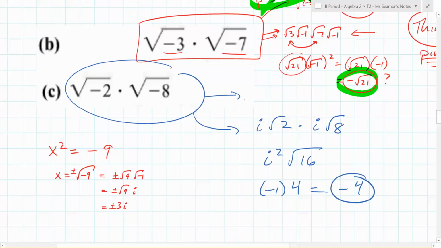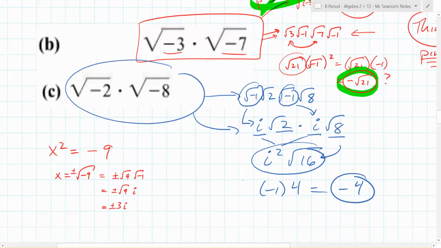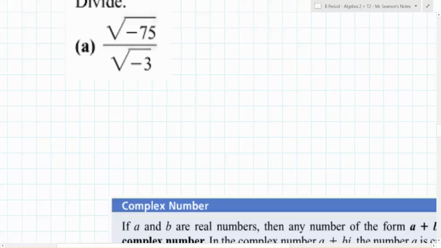The square root of negative 2 is the square root of negative 1 times the square root of 2. The square root of negative 8 is the square root of negative 1 times the square root of 8. What is the square root of negative 1? i. i times i is what? Root 2 times root 8 is root 16. What is i squared? Negative 1. What's the square root of 16? 4. What's 4 times negative 1? Negative 4.